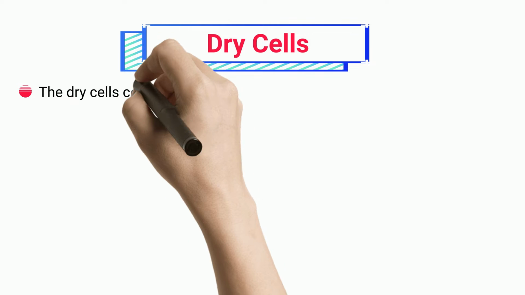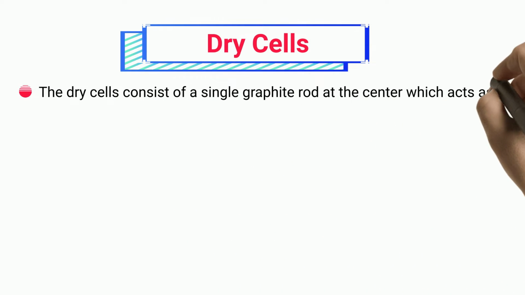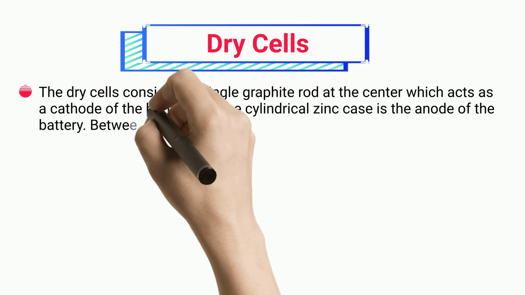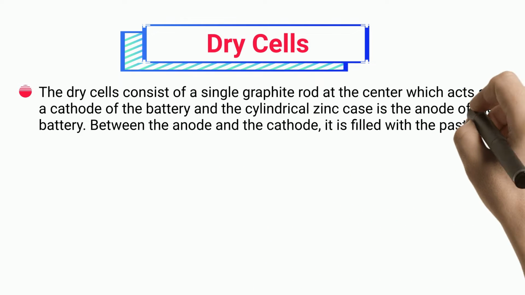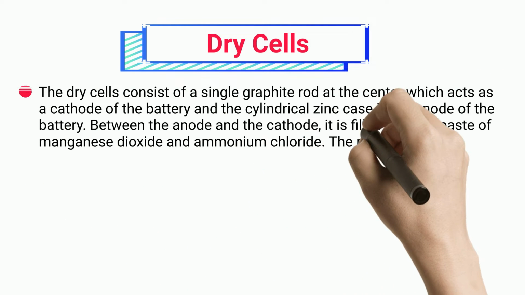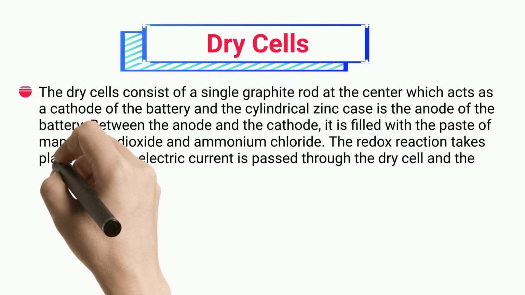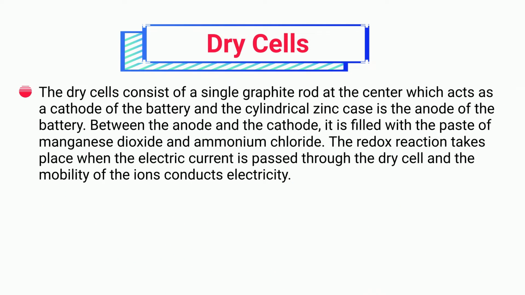Dry cells. The dry cells consist of a single graphite rod at the center which acts as the cathode of the battery, and the cylindrical zinc case is the anode of the battery. Between the anode and the cathode, it is filled with a paste of manganese dioxide and ammonium chloride. The redox reaction takes place when the electric current is passed through the dry cell, and the mobility of the ions conducts electricity.